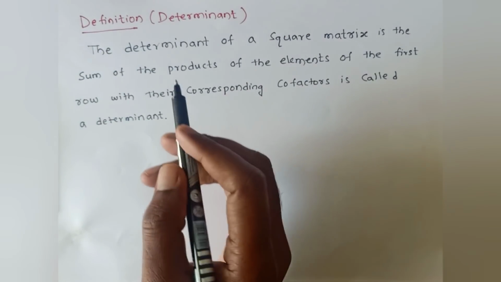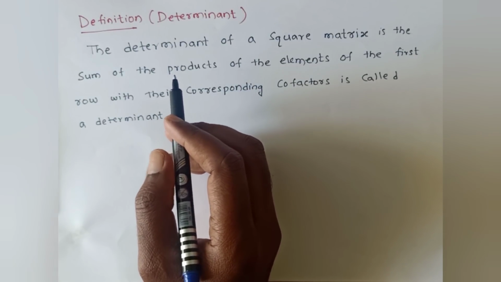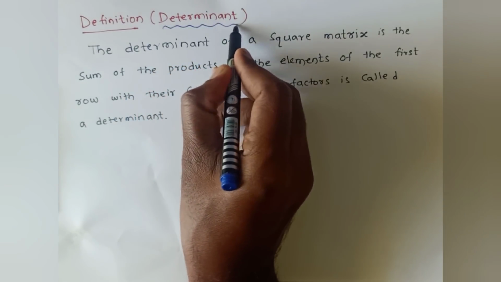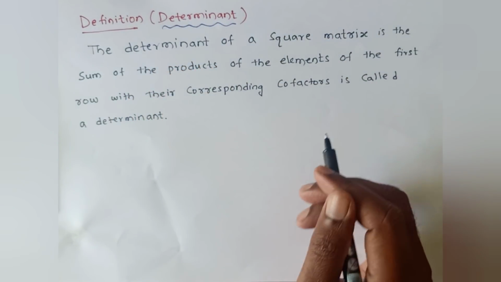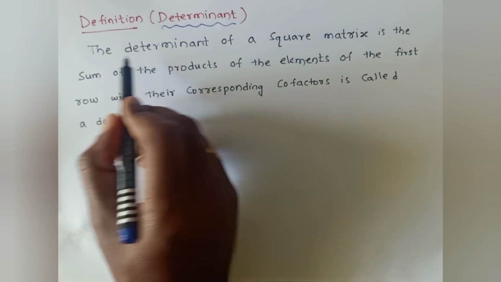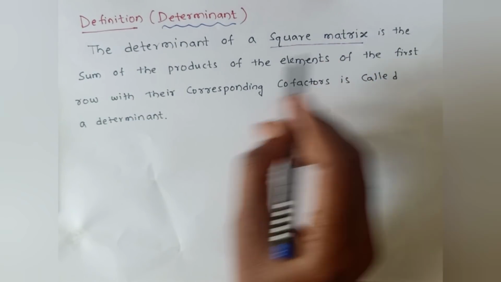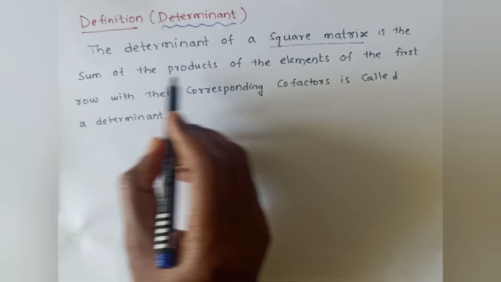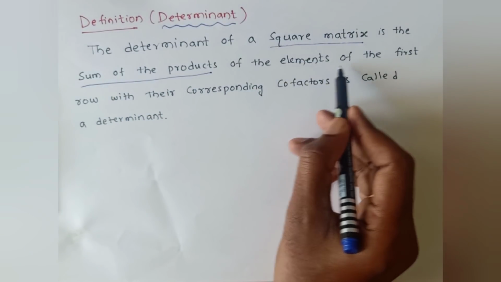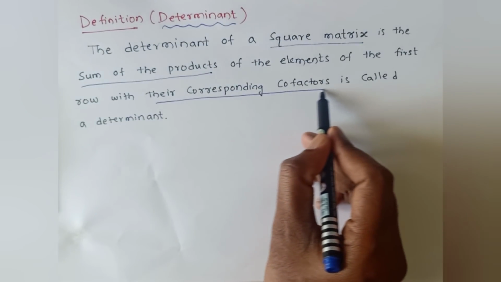So by using the previous definitions of minor and cofactor of an element, now we can define the determinant of a 3 by 3 or 4 by 4 or any square matrix. Let's see the definition. The determinant of a square matrix is the sum of the products of the elements of the first row with their corresponding cofactors.